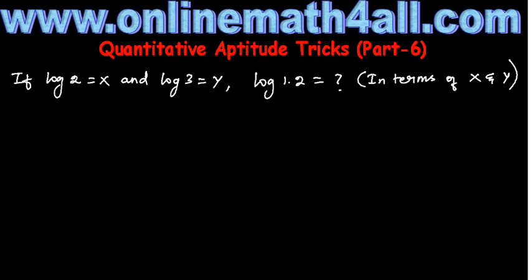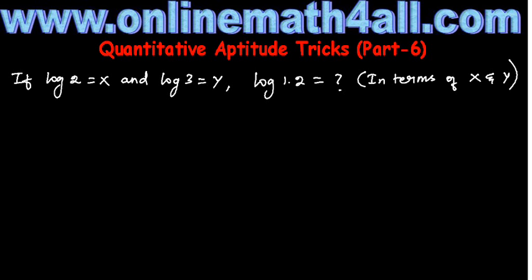This video tutorial is about Quantitative Aptitude Tricks Part 6. In this video tutorial, we are going to see some tricks to solve mathematical problems which are frequently asked in competitive exams. We have a problem on the board: if log 2 is equal to x and log 3 is equal to y, I have to find the value of log 1.2 in terms of x and y.